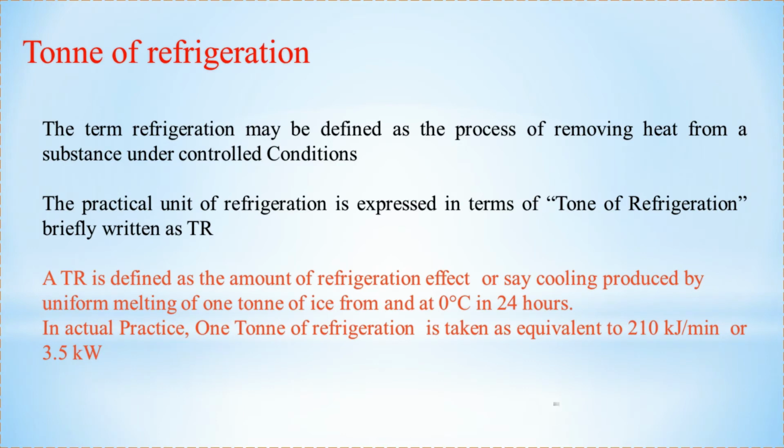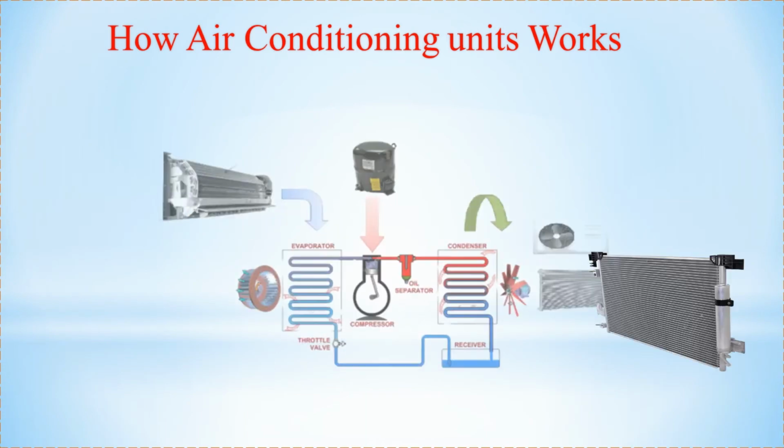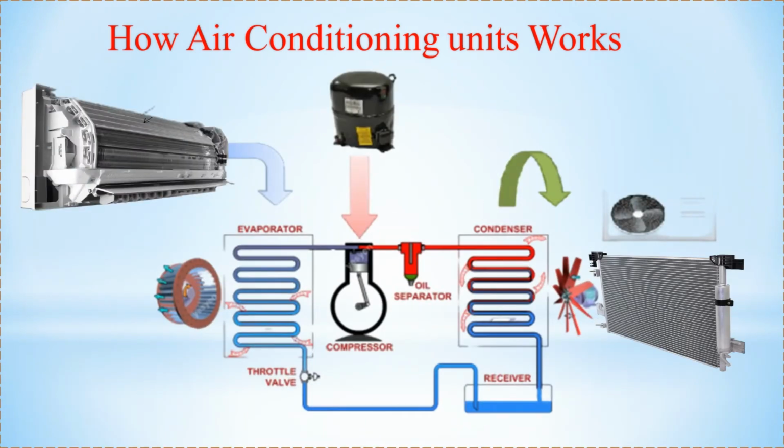Okay, whenever we increase the tonnage capacity, at that time the cooling will also increase, as well as the power consumption. So in actual practice 1 ton of refrigeration is taken as equivalent to 210 kilojoule per minute, or we can say 3.5 kilowatt. Now we will discuss different components of an air conditioning system like compressor, condenser, expansion valve, evaporating coil or freezer, fan and air handling units, filters, thermostat and oil separator.